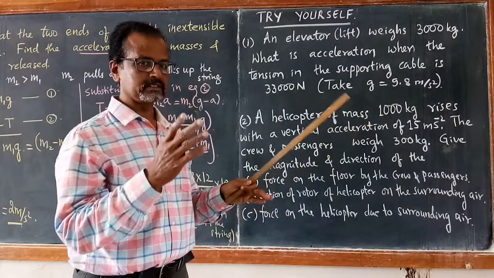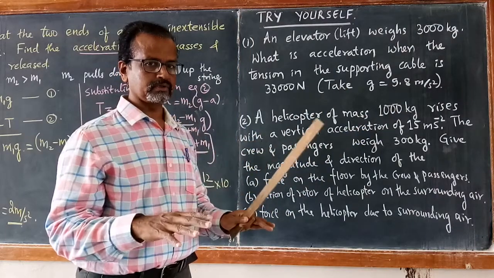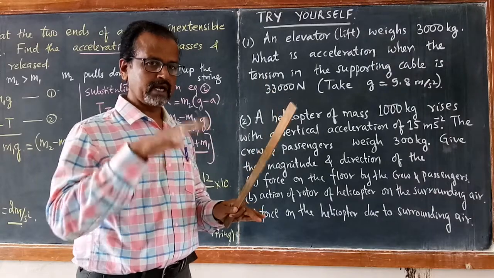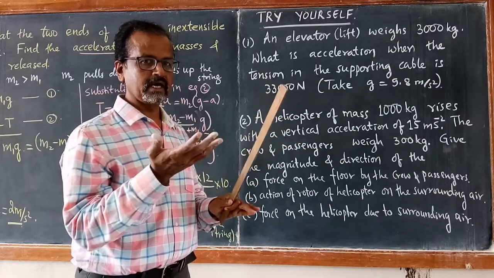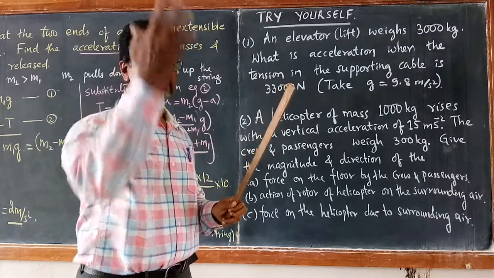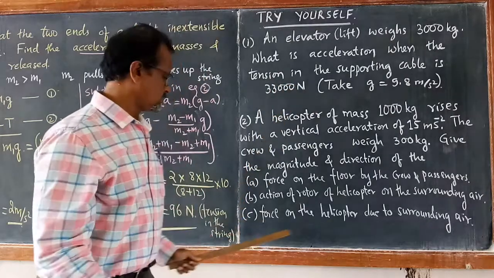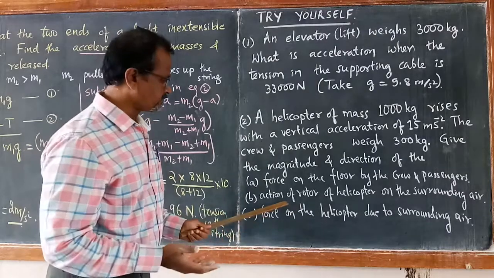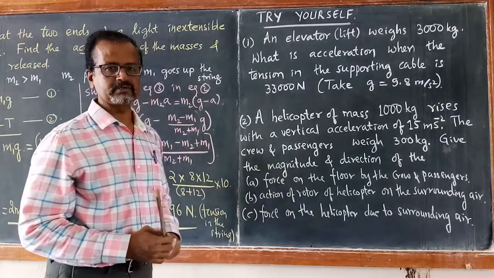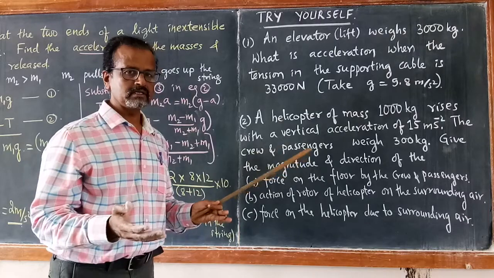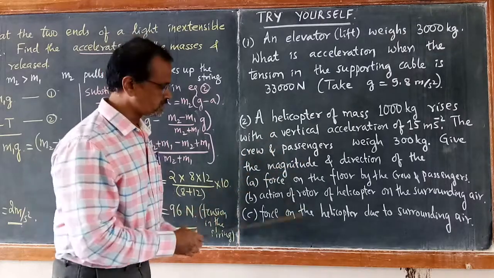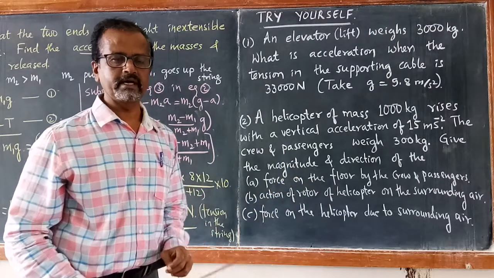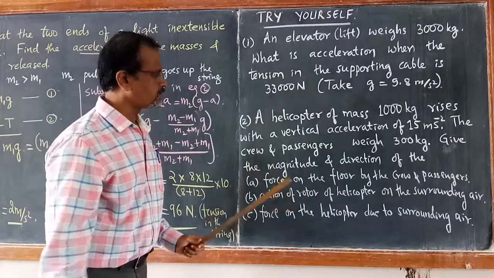When the rotor rotates, it exerts force on the surrounding air. So that becomes the action. The reaction is on the helicopter. The helicopter takes the upward lift. The force on the helicopter due to the surrounding air. The first one is action, the second one is reaction. So for every action, there is an equal and opposite reaction. Newton's third law. So with Newton's second law as well as Newton's third law with free body diagrams, you will be able to solve these problems.